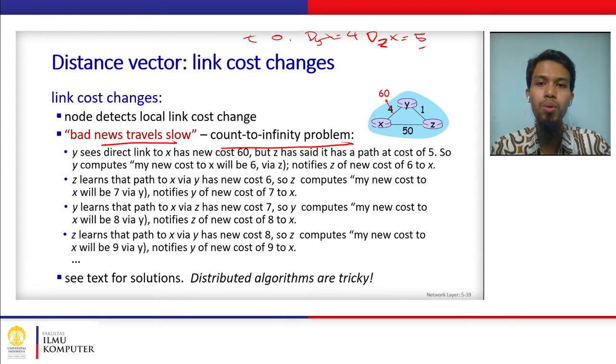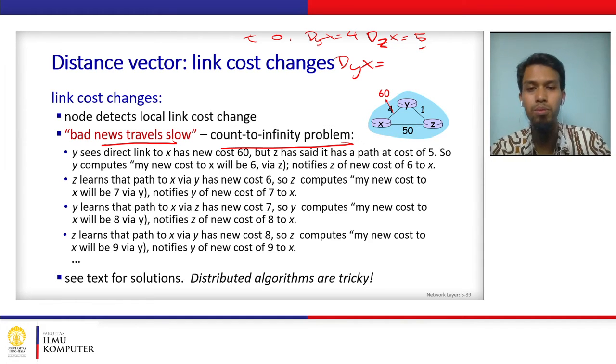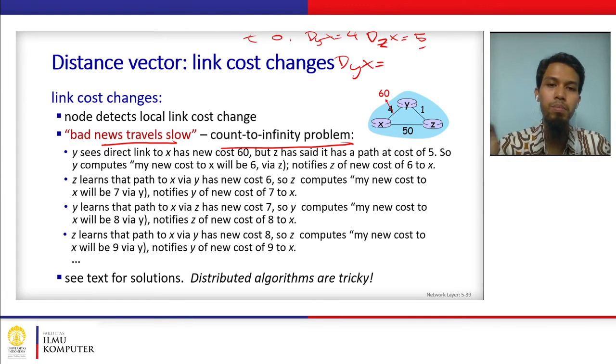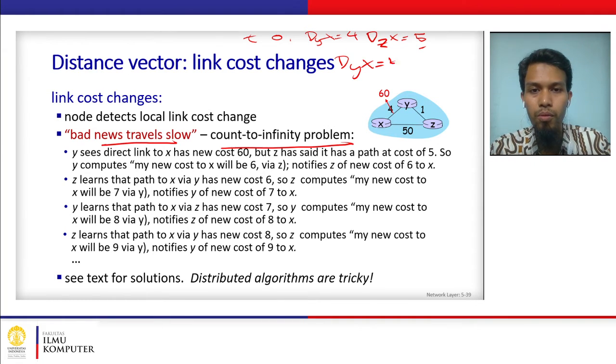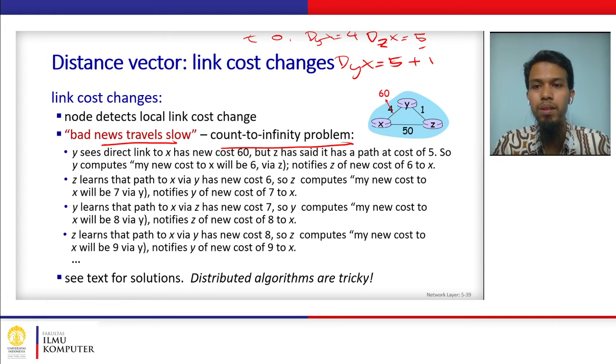So this leads to a change in the calculation of dyx at Y. Now, instead of going directly to X, it thinks it's better to go from Y to X through Z. So this becomes 5 plus 1. If I formulate it formally, this becomes the minimum of dyx.